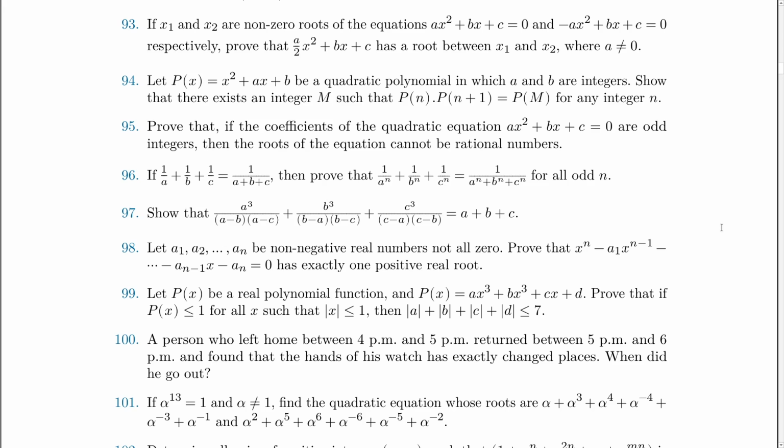Question 101 says that if alpha cubed is equal to 1 and alpha is not equal to 1, find the quadratic equation whose roots are alpha plus alpha cubed plus alpha to the power 4 plus alpha to the power minus 4 plus alpha to the power minus 3 and alpha to the power minus 1, and alpha square plus alpha to the power 5 plus alpha to the power 6 plus alpha to the power minus 6 plus alpha to the power minus 5 and alpha to the power minus 2.